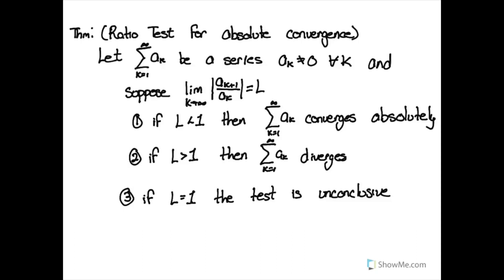So the nice thing about the ratio test is that it works for any series with non-zero terms. They can be positive, they can be negative, they just can't be zero. So before I do an example, let me give a brief sketch of the proof. I'm not going to prove it with the full details, but let's prove the first statement.